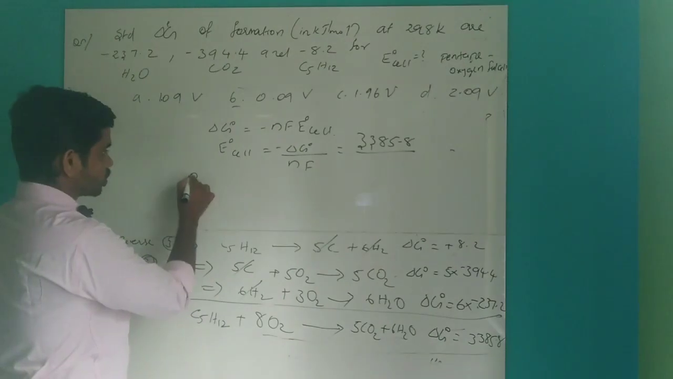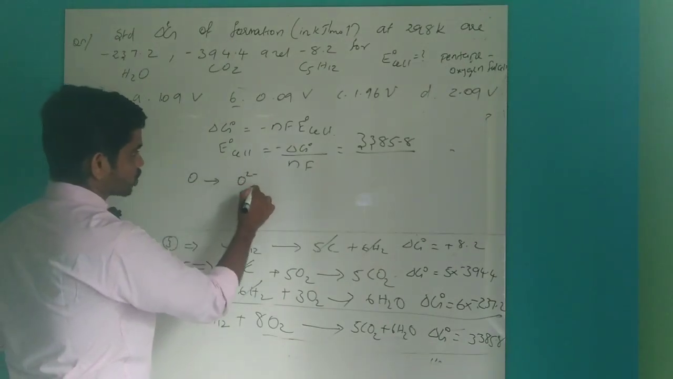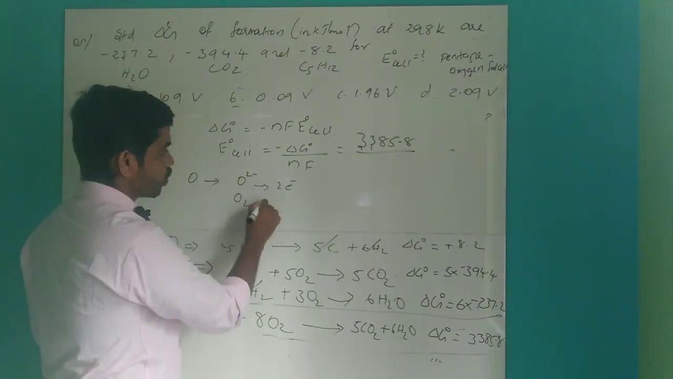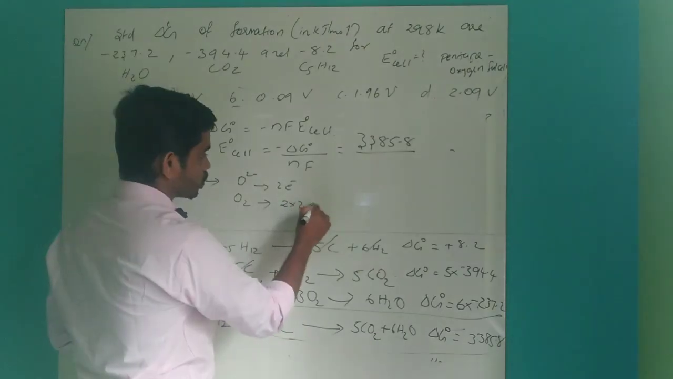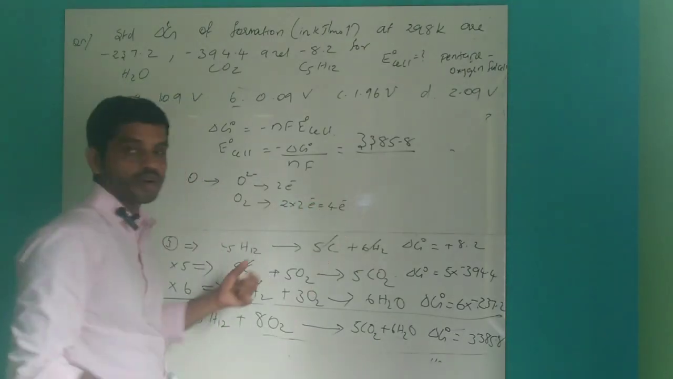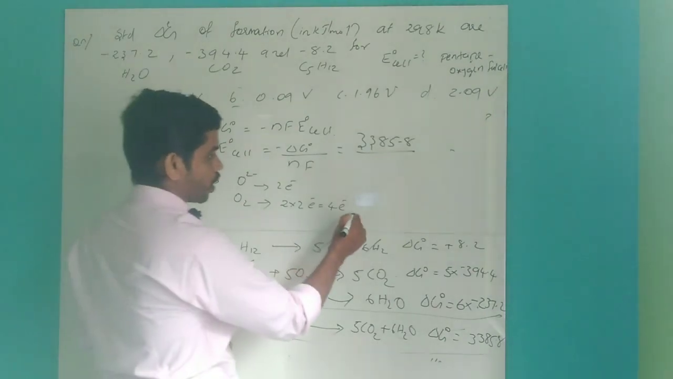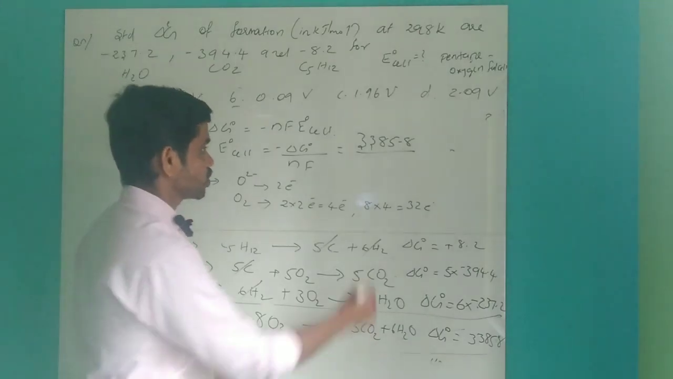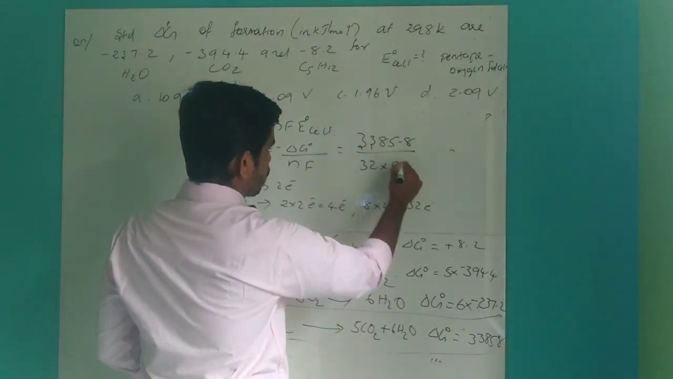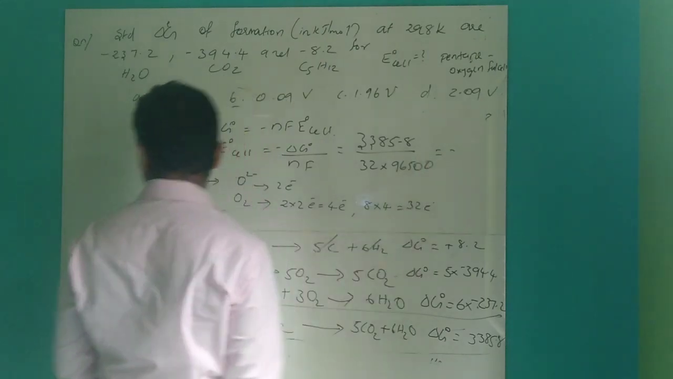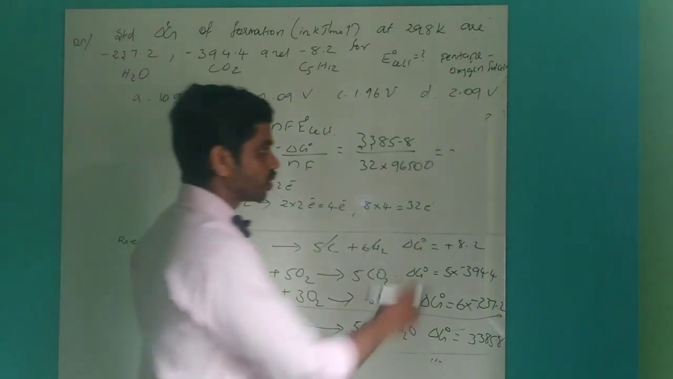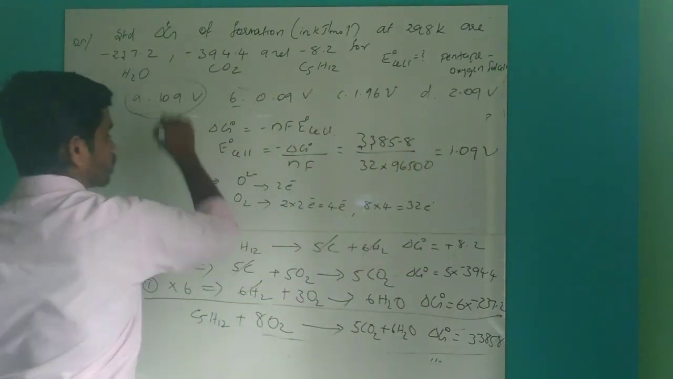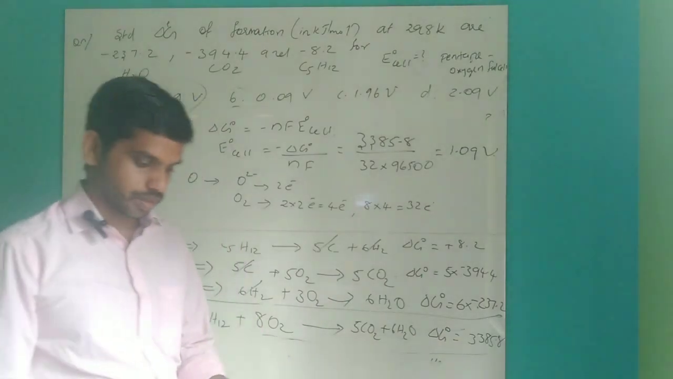You know one oxygen atom is O2 minus, so it will give 2 electrons. So one oxygen molecule will give 2 into 2, that is 4 electrons. Here, 8 oxygen, so 8 into 4. So in this reaction 32 electrons will be transferred. So 32 into 96500. If you solve this, you will get 1.09 volt. So option A is the right answer.